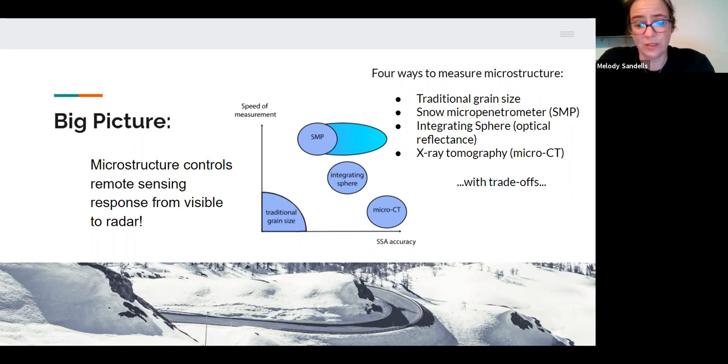However, there are trade-offs between the particular methods you use. So we've got this little schematic here in the middle. The traditional grain size is kind of slow to take and also not very accurate. The SMP, on the other hand, is very quick, but there are some issues with interpreting the microstructure from it. But we think that we can develop this to be much more accurate. So that's what we've been working on this week. We have integrating sphere, which sits somewhere in the middle, and then we've got micro-CT, which is high accuracy, but it's very slow and complicated to make. So if we can go to the next slide, please.